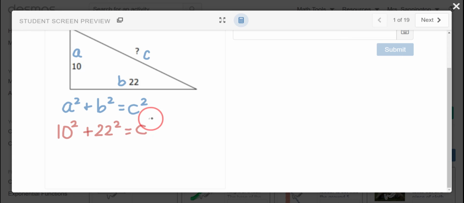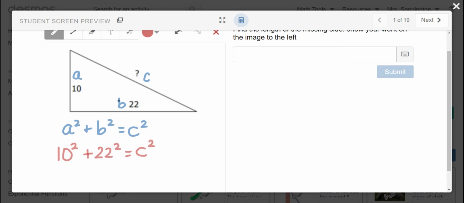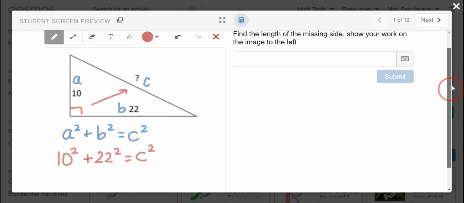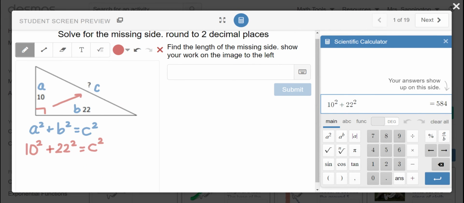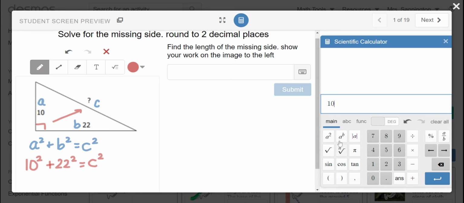Now, I don't know what C squared is just yet. It's important again to note that A and B are interchangeable, but this hypotenuse, which is across from the 90-degree angle, across from the right angle, is always going to be C. So now I'm going to figure out what 10 squared plus 22 squared is. I'm just going to use this calculator here. I had it typed already, but just to show you, I have 10 squared plus 22 squared, and that's 584.